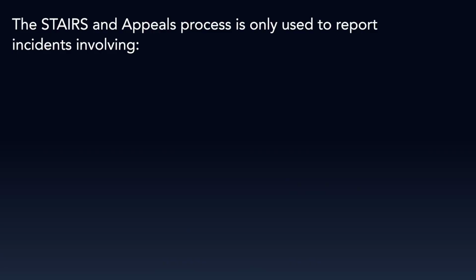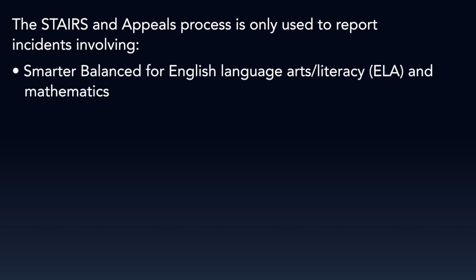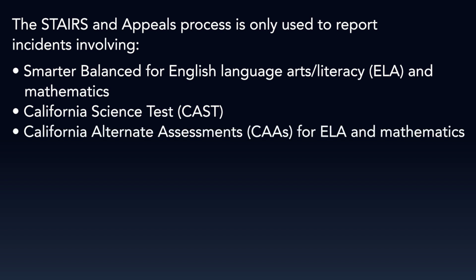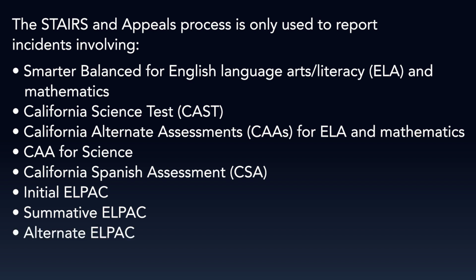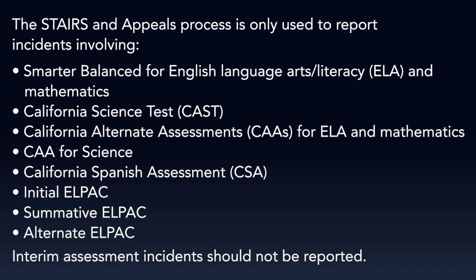The STARS and Appeals process is only used to report incidents related to the summative assessments for Smarter Balanced for English Language Arts and Literacy, or ELA, and Mathematics, the California Science Test, or CAST, the California Alternate Assessments, or CAAs, for ELA and Mathematics, the CAA for Science, the California Spanish Assessment, or CSA, the initial ELPAC, the summative ELPAC, and the alternate ELPAC. Note that this process is not used to report any interim assessment incidents.